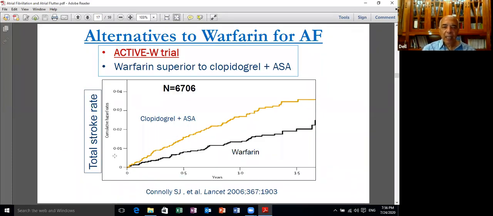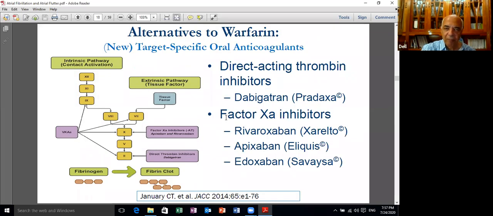So when we had the antiplatelets several years ago, we thought that combining antiplatelet drugs might obviate the disadvantages of warfarin. And that was studied in a pivotal trial, the ACTIVE-W trial. And as you see here, the incidence of stroke is definitely much less with warfarin than with the combination of antiplatelet drugs. And this ended forever the role of antiplatelet drugs, except in preferred therapy in acute coronary syndromes. Apart from that, they shouldn't be given for patients with atrial fibrillation.